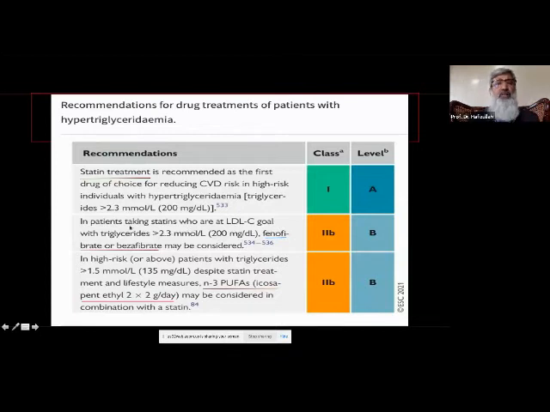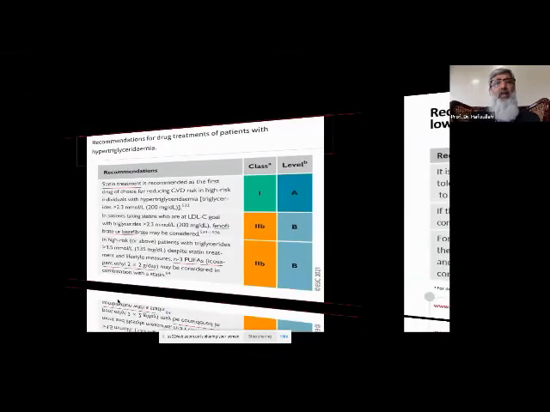But if somebody is taking a statin and the LDL-C goal is already achieved and they still have high triglyceride, then fenofibrate or bezafibrate can be used. Or in patients who are at high risk and have high triglyceride, you can start icosapent ethyl, which is not available in Pakistan.